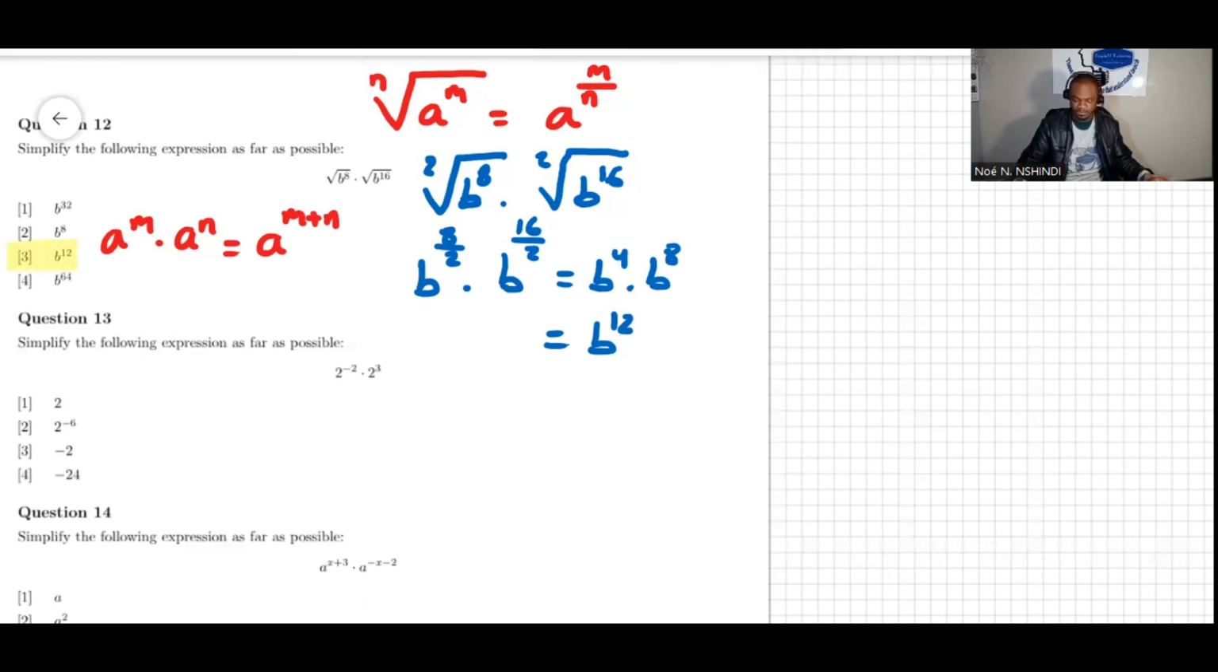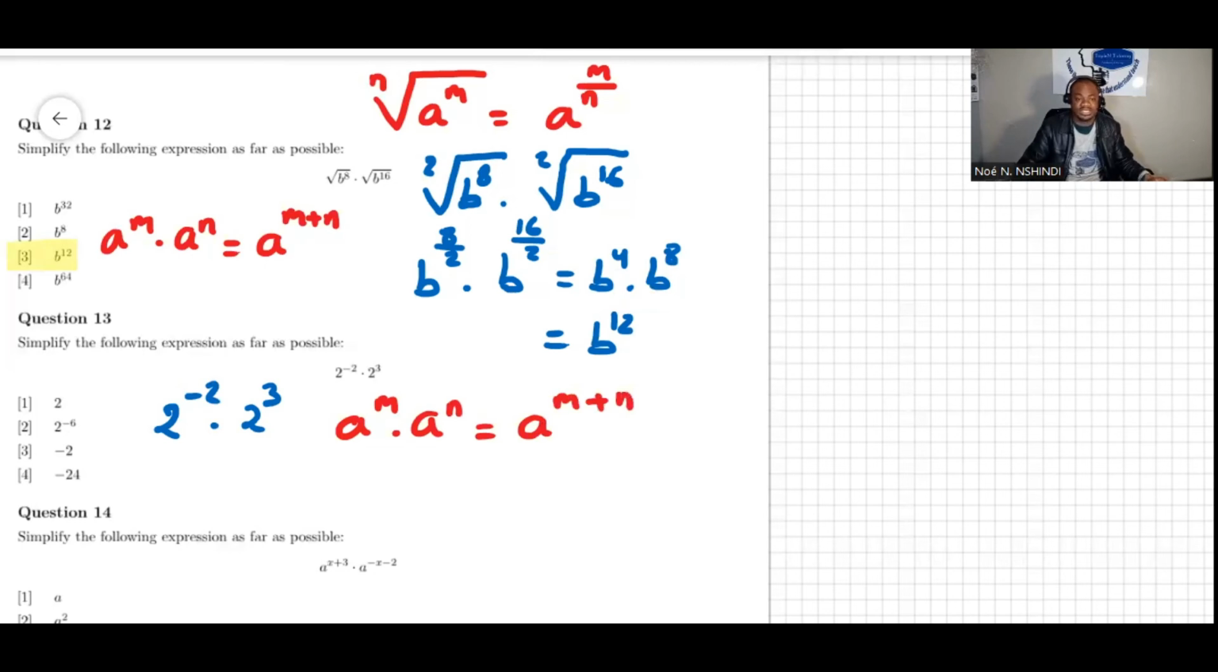Okay. Another question is question 13. It says simplify the following expression as far as possible. Okay, so we have 2 to the negative 2 times 2 to the power of 3. So over here we have another law of exponents like in the previous question that says a to the power of m times a to the power of n, okay, this is basically the law I wrote over here, equal to a to the power of m plus n.